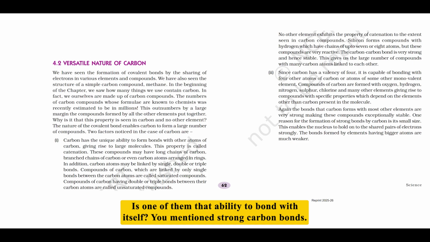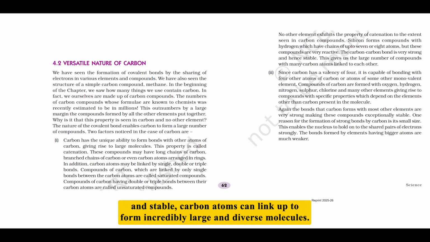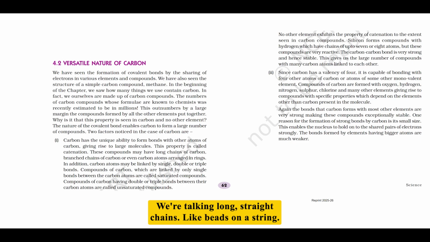You mentioned strong carbon bonds. You're right on track. The first major factor is indeed catenation. That's the term for carbon's unique and remarkable ability to form strong, stable bonds with other carbon atoms. Self-linking. Exactly. And because these C-C bonds are so strong and stable, carbon atoms can link up to form incredibly large and diverse molecules. We're talking long, straight chains.